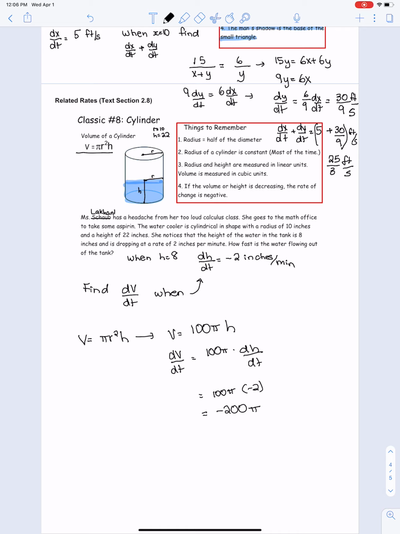And it's volume, so we're talking about inches cubed per minute. So the difference between the cylinder and the cones is that in the cylinder, the radius doesn't change as the water level is increasing or decreasing, but in a cone, it would actually change.